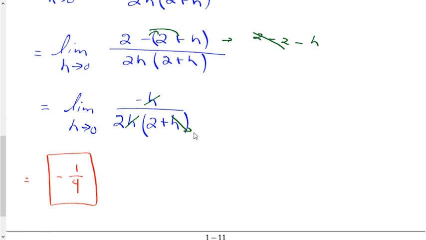These two h's canceled out, leaving us with a negative 1 in the numerator and the 2 times the 2, giving us the 4 in the denominator.